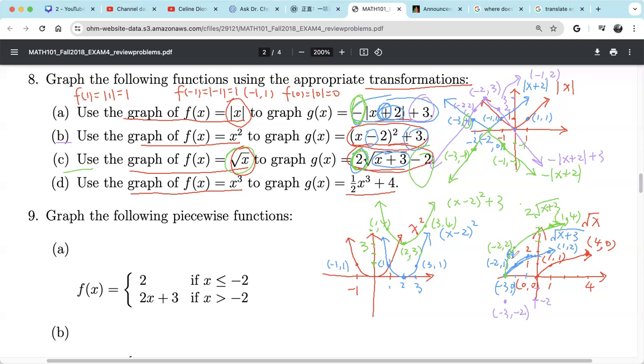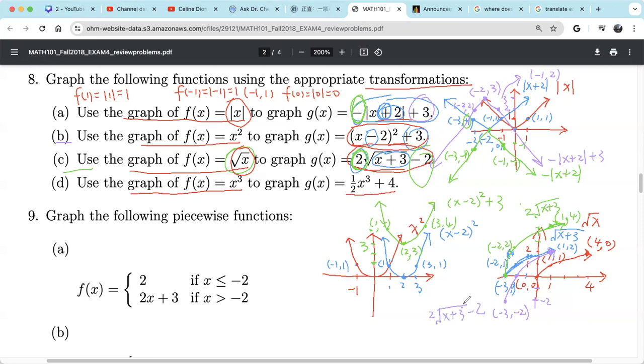Then -2, 2: 2 minus 2 is 0, so that becomes this point, -2, 0. Then the third point is 1, 4. 4 minus 2 is 2, so 1, 2. 1, 2 is this point. So the graph is now like this. The purple color is the final graph of 2 square root of x plus 3 minus 2.